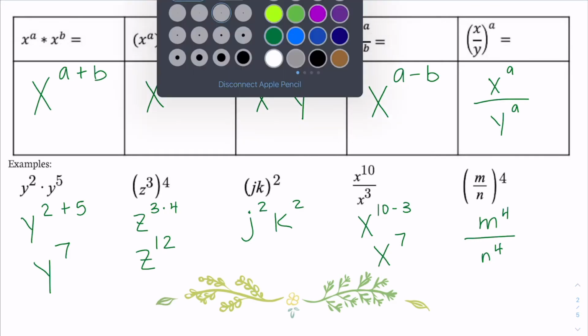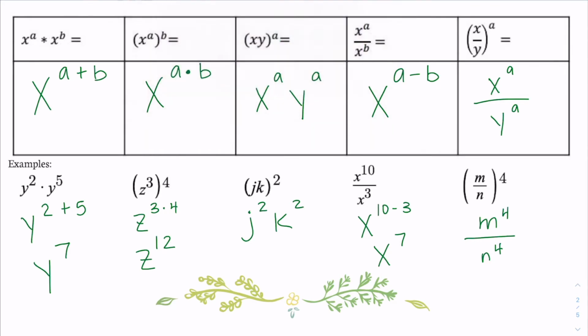A few extra properties I want to talk about. Whenever we have x raised to some negative power, we take that, put it in the denominator, and it becomes a positive power. And then anything raised to the power of 0 equals 1. Those are all of the important properties of exponents.